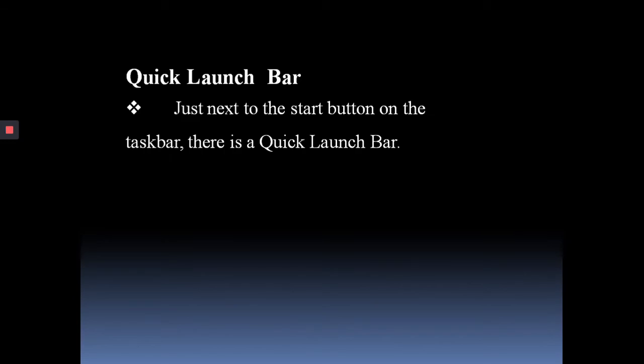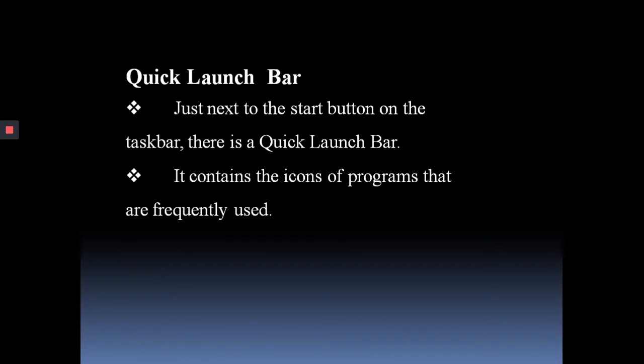The next topic we learned is the quick launch bar. What is meant by quick launch bar? It is placed on the taskbar, just next to the start button. It contains the icons of programs that are frequently used. If we want to open frequently used documents, we have to use the quick launch bar. Then we can directly open the frequently used documents or files. Click on any program icon to open it.